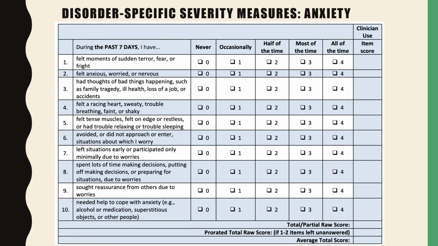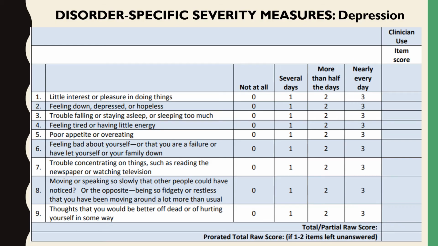So as I mentioned before, DSM also provided some disorder-specific severity measures. They are the instruments for diagnosable mental disorders. This is an example of a measure for anxiety. I want you to take some time to look at each individual item to see what you think about these. And then this is another measure for depression. Again, I want you to take some time and look at these items and see what you think about these.